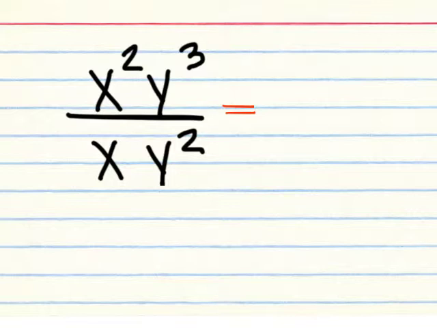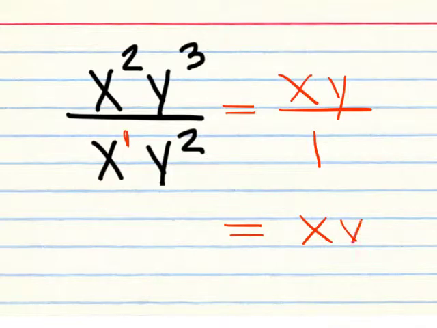Where is your largest power of x, top or bottom? So that's where the x goes. 2 minus 1 is 1, so the exponent is 1. Where's the largest power of y? That's where the y goes, and 3 minus 2 is 1. Now on the bottom you have nothing left because everything canceled out. Your final answer is simply xy.